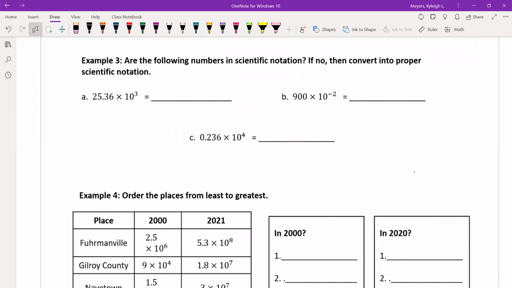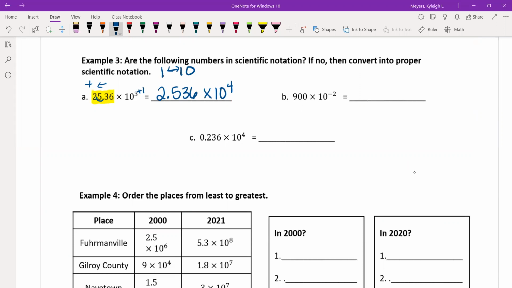I want to know, are the following in proper scientific notation? If not, convert them. That means we have to look at the C value. Remember, it has to be between 1 and 10. Is 25 between 1 and 10? No, right? So we have to move that 1 place to the left. And since we're moving it 1 to the left, we should be adding. Since we moved it once, we have to add 1. So the real scientific notation should be 5.36 times 10 to the 4th now, because we had to add 1.